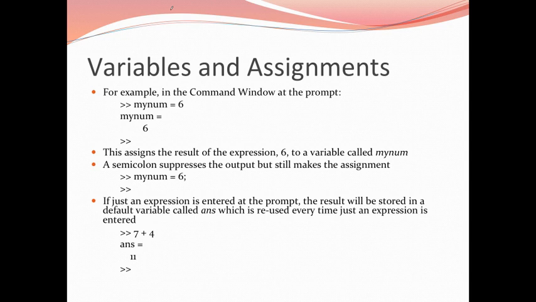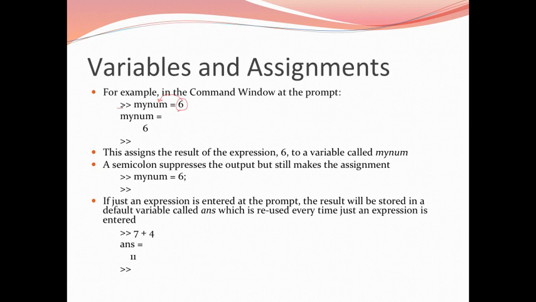So the way this works is that you always look at the expression on the right-hand side first, and you get a value of that expression. In this case, it's just 6. And then you're taking that value and storing it in the variable that you name on the left.